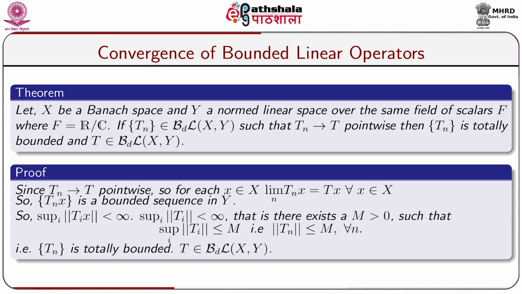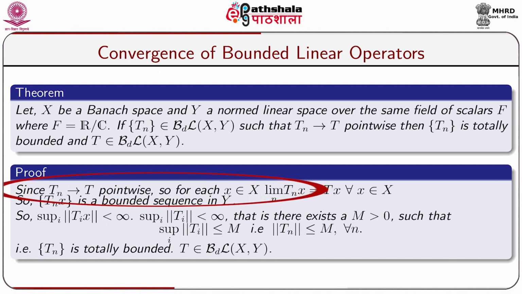Now, let us take another theorem. Let X be a Banach space, that means X is a complete normed linear space, and Y be a normed linear space over the same field of scalars F. The field of scalars F may be either real or complex. If the sequence Tn is a sequence of bounded linear operators from X to Y, that is Tn is taken from BL(X, Y), such that Tn converges to T pointwise, then the sequence Tn is totally bounded and T is a bounded linear operator from X to Y, that is T belongs to BL(X, Y). The proof is given below.